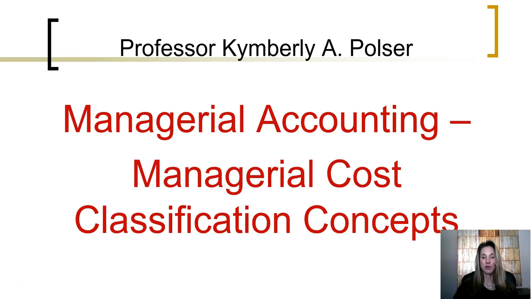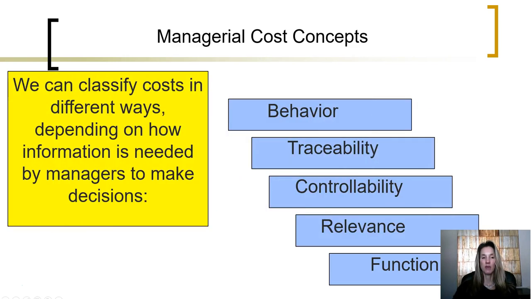Hello. In this episode, we are going to discuss managerial cost classification concepts. An organization's costs can be classified in different ways, depending on how information is needed by managers to make managerial decisions. We can classify costs by their behavior, by their traceability, by their controllability, by their relevance, and by their function.